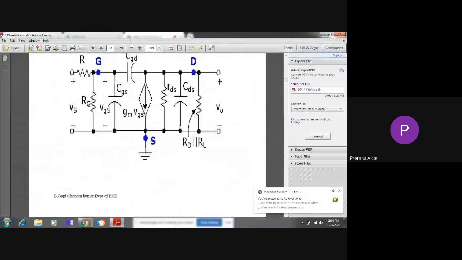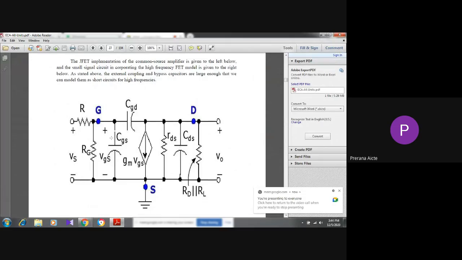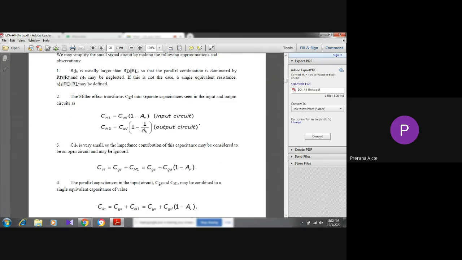Now we have seen the high frequency response of the common source amplifier. From this figure, these are the different equations: CM1 is Miller capacitance 1, CM2 is Miller capacitance 2. What is the CM1 formula? C is equal to C(1 minus Av). From the input circuit we can write these equations. Miller capacitance 1 is equal to CGD, that means gate drain capacitance, into 1 minus Av, where Av means voltage gain. Similarly, CM2 is CGD into 1 minus 1 by Av. This is from the output circuit.